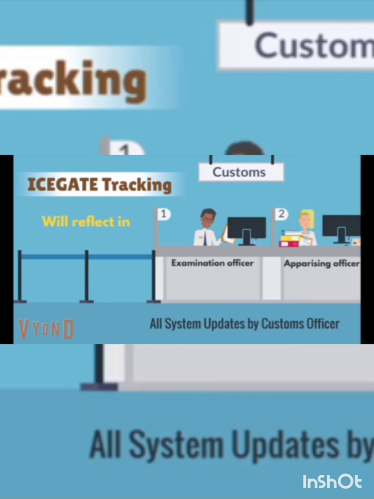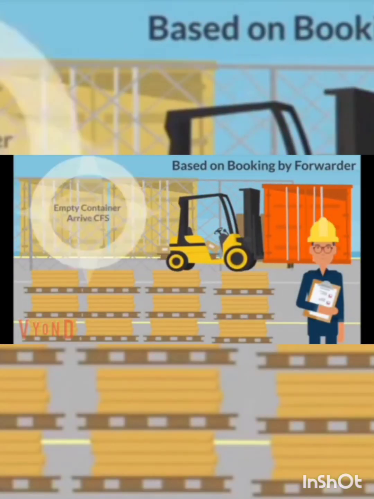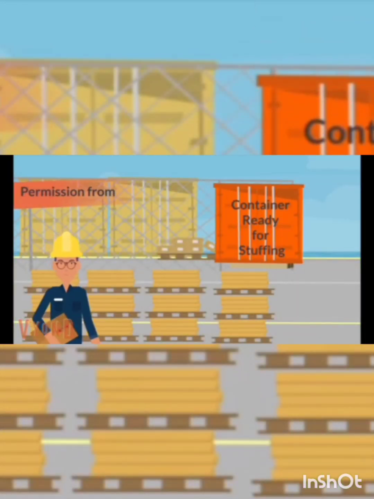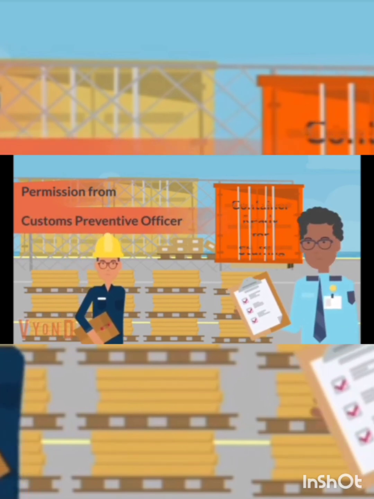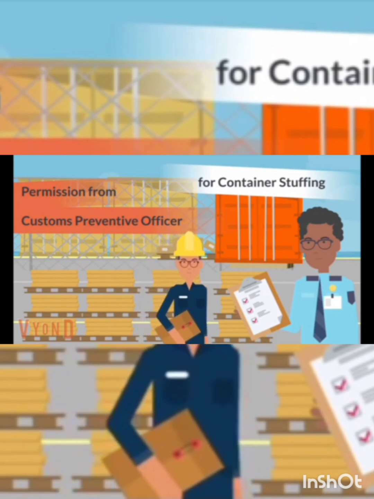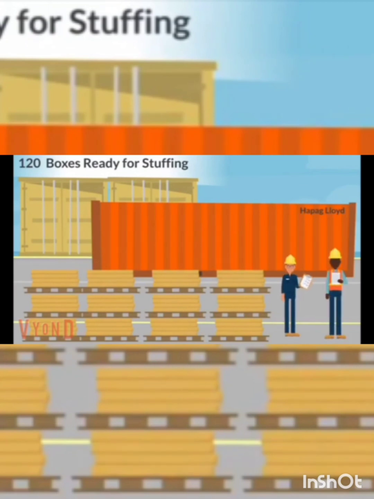The empty container reaches the container freight station, so that the container can be checked easily. The container is ready for stuffing. Clearance staff takes permission from the customs preventive officer so that he can look into the container. So the container is ready for stuffing. Clearance staff asks the CFS staff to start stuffing work, as the procedure requires customs permission.